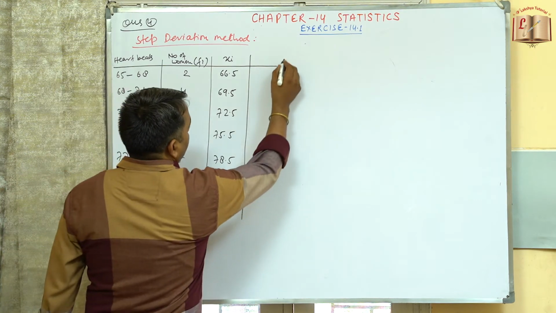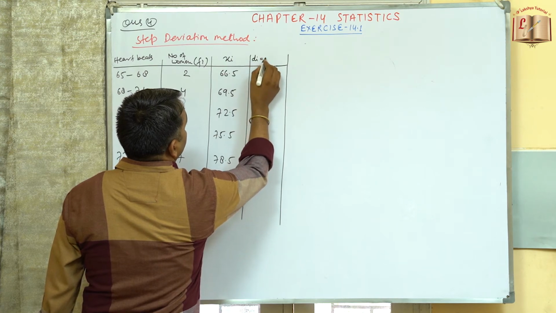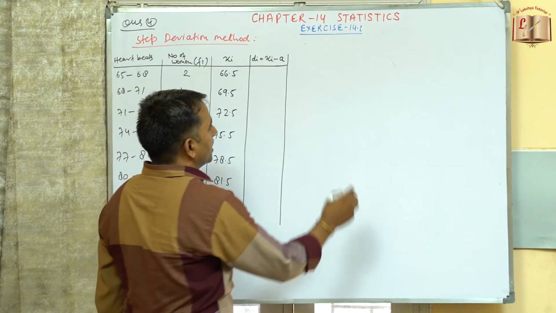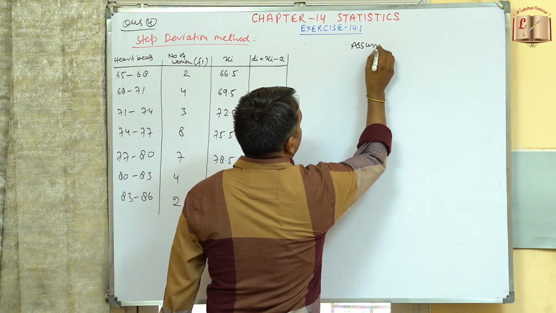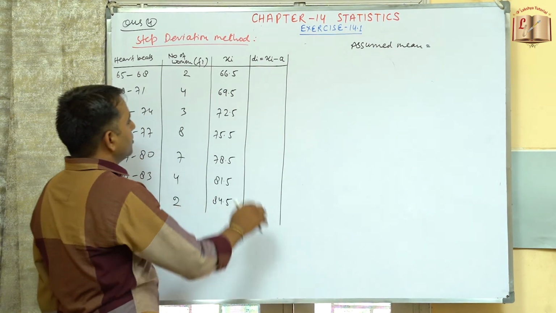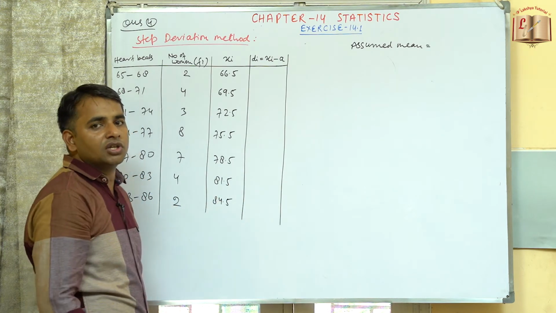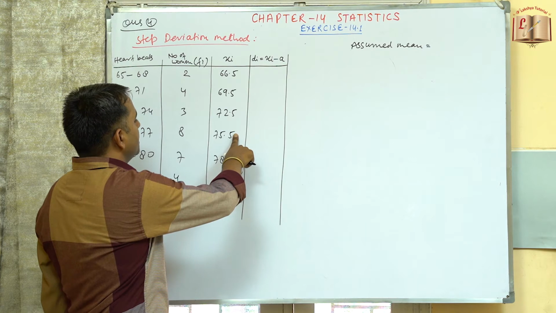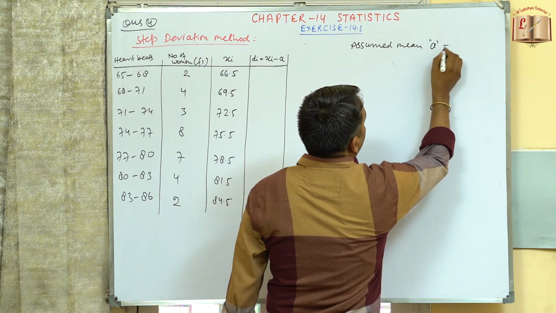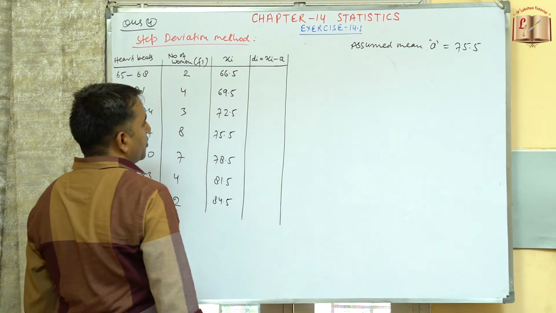Now we will calculate the Di for this. So Di will be equal to Xi minus A, assumed mean we can write it here. So assumed mean is equal to, here assumed mean will be the middle value. So 1, 2, 3, 4, 5, 6, 7. They are the 7 intervals. So fourth will be the middle one. So fourth is this 75.5. So we can write assumed mean A equals 75.5. So we have taken this 75.5.